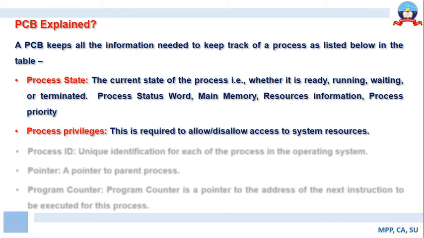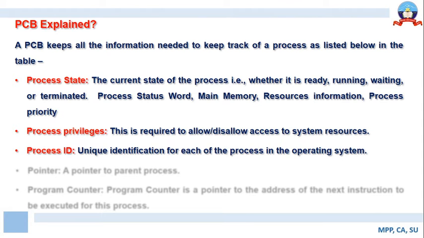Now, the next information that PCB maintains is process privileges. This is required in order to allow or disallow access to system resources. These are very important primitives associated with processes which decide whether to allow or disallow access to system resources.